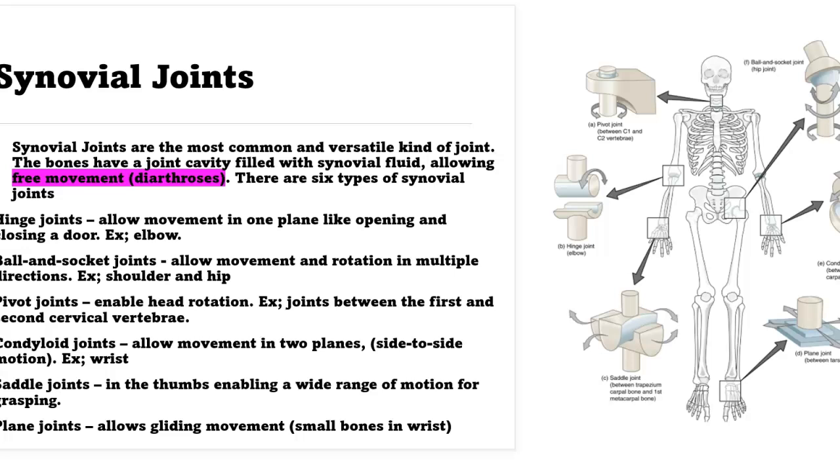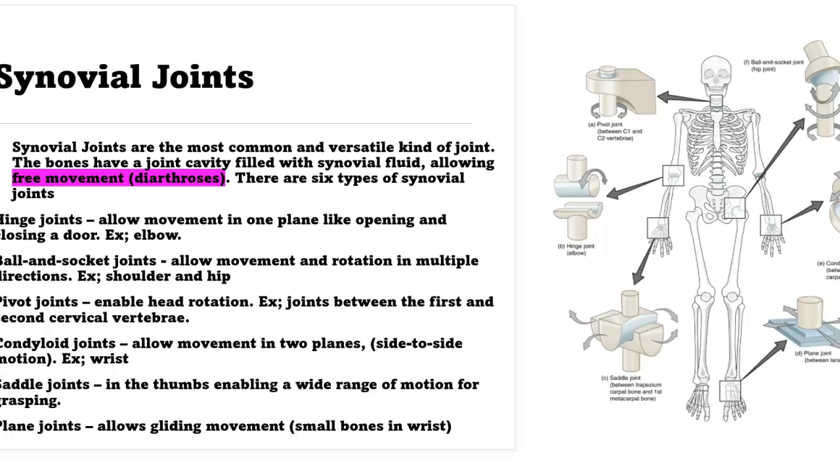Hinge joints allow movement in one plane, like opening and closing a door. An example of this would be the elbow. The ball and socket joints allow movement and rotation in multiple directions. An example of this is the shoulder and hip.